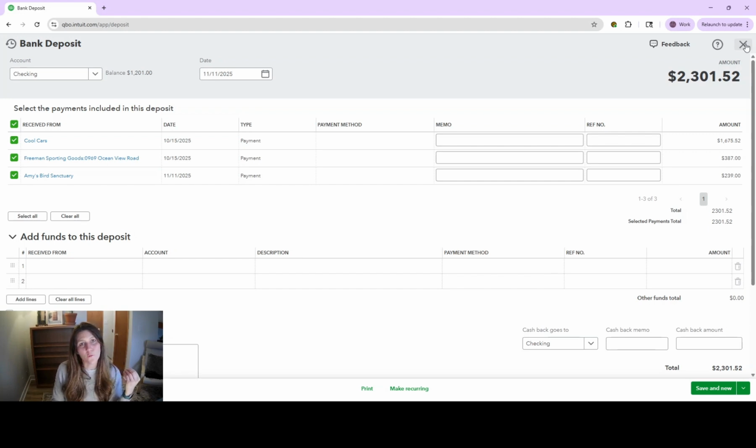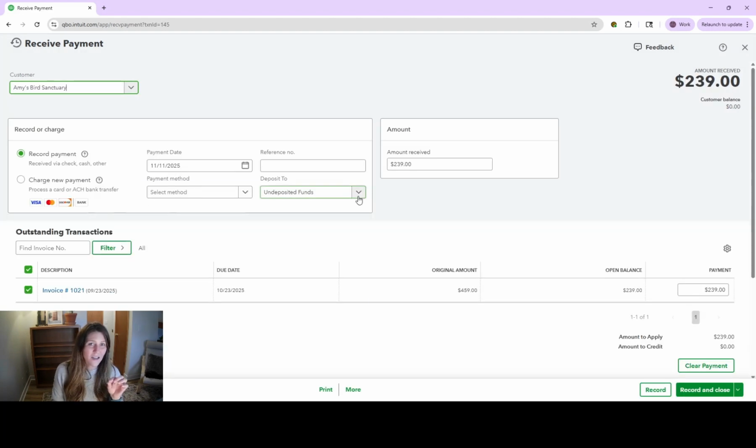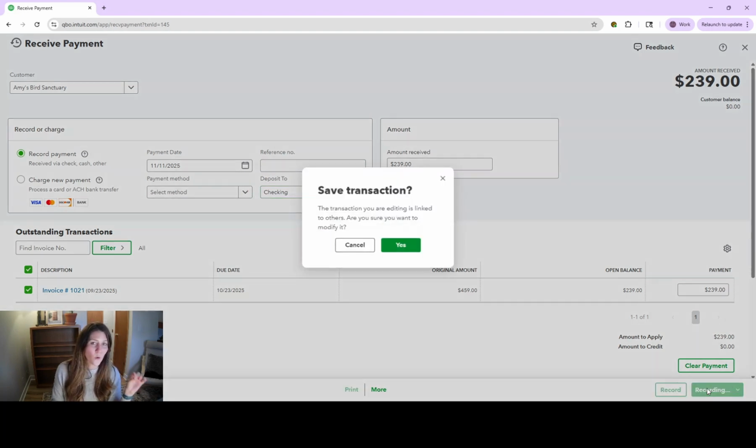$2,301.52. So if you've been recording customer payments, but you haven't been recording it this way, you may be overstating your income. This can happen if instead of depositing the check to undeposited funds, you tell QuickBooks instead to deposit the check right into the checking account when you record the customer payment.